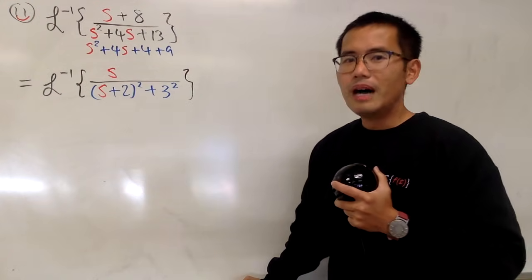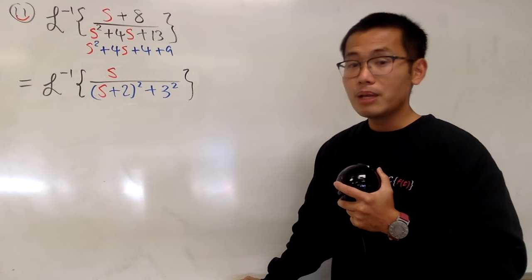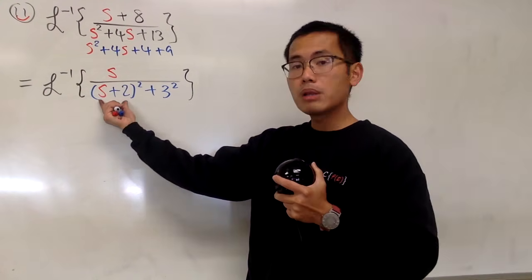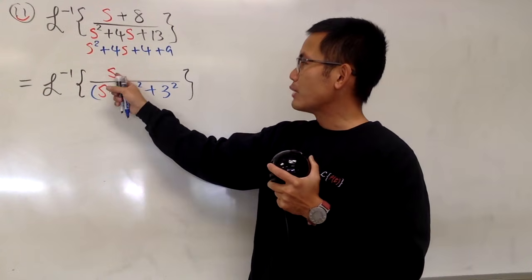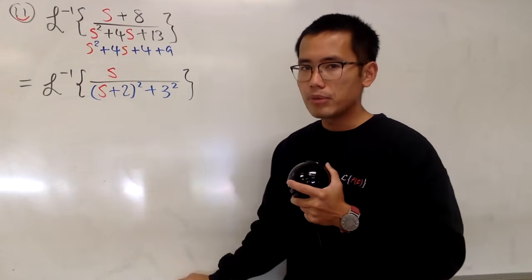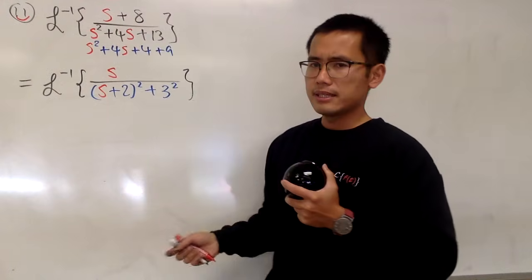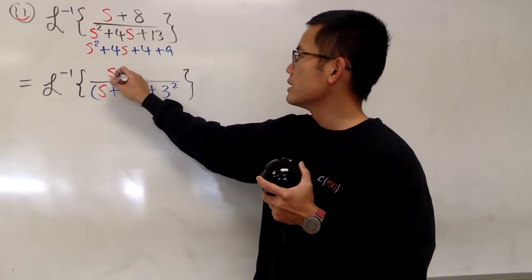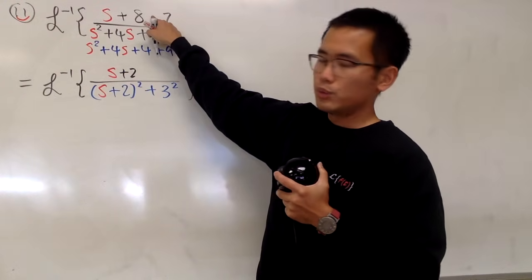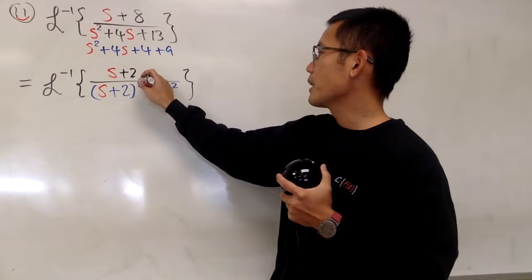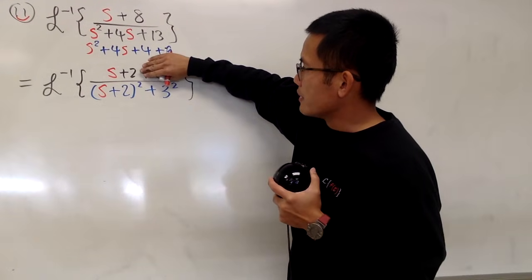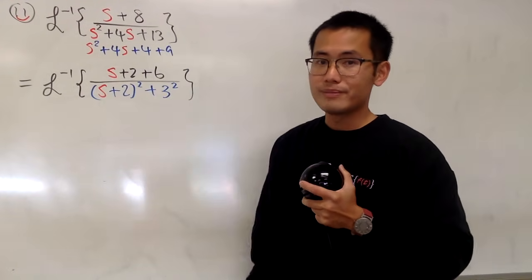Actually, I'm not going to put s plus 8. Plus 8 is not nice. Why? Because here we have s plus 2, so I really want to have an s plus 2 on the top, right? Here is s plus 8, so I'm going to write it as s plus 2, and then of course we all know 8 is the same as 2 plus 6. So this is how we are going to break down: this over the denominator and that over the denominator, right?